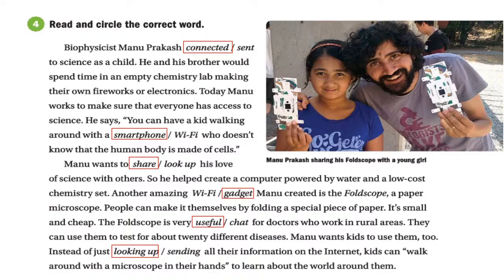So, biophysicist Manu Prakash connected to science as a child. So he learned science as a child. He and his brother would spend time in an empty chemistry lab, making their own fireworks and electronics.